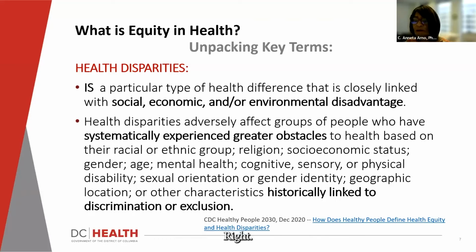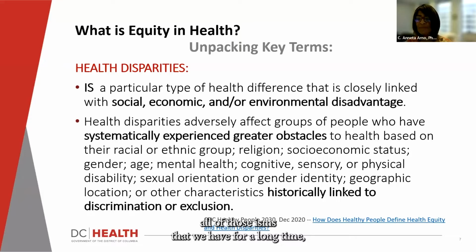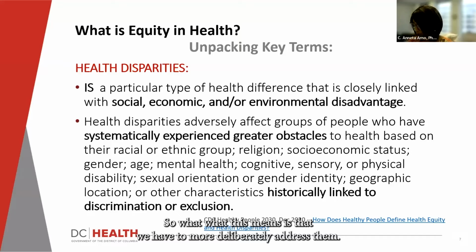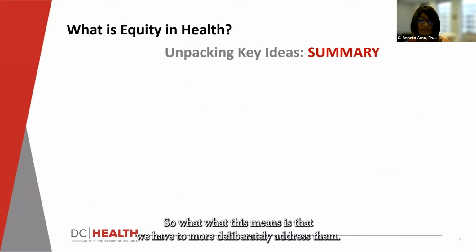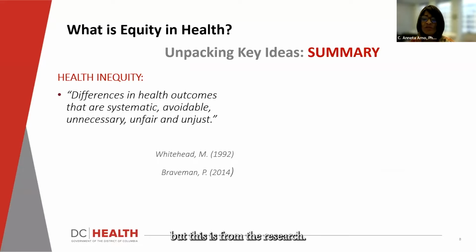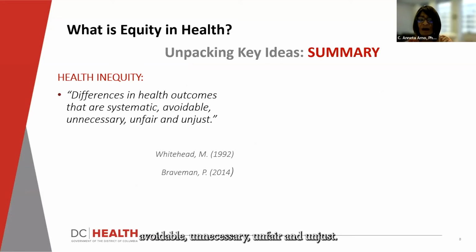discrimination and exclusion, right? So when we're talking about health equity, we're talking about addressing all of those isms that we have for a long time said exist, pretended that we've solved them, but we still have them sitting there beside all of the work that we try to do. So what this means is that we have to more deliberately address them. So, a quick summary after all of those words: what is a health inequity? We don't have official definitions, but this is from the research: differences in health outcomes that are systemic, avoidable, unnecessary, unfair, and unjust, right? So that should be how we distill it.